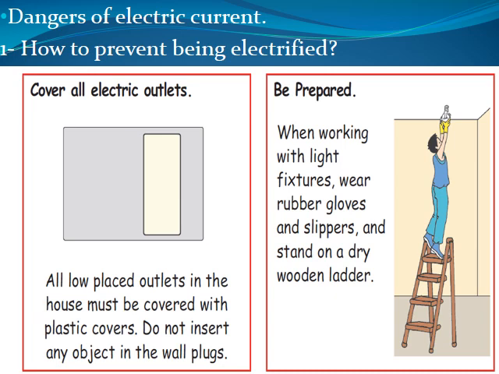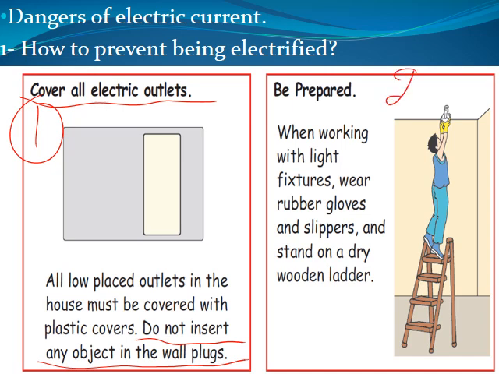What are the dangers of the electric current? How to prevent being electrified. Number one, you have to cover all the electric outlets. Every one of you has outlets in your home. These should be covered in order to prevent any danger. All low-placed outlets in the house should be covered with plastic covers. You should not insert any object in the wall plugs. This is safety rule number one.